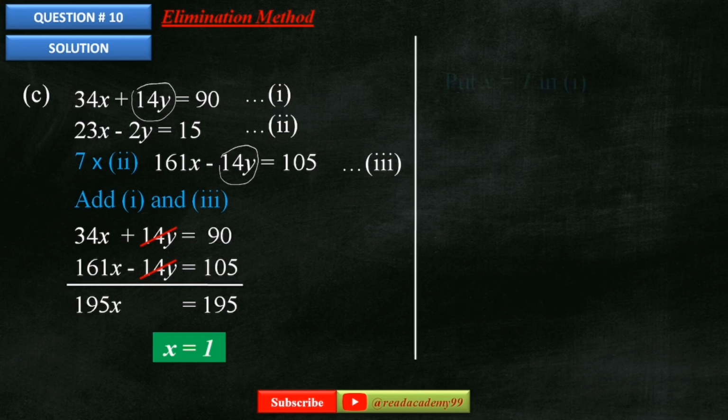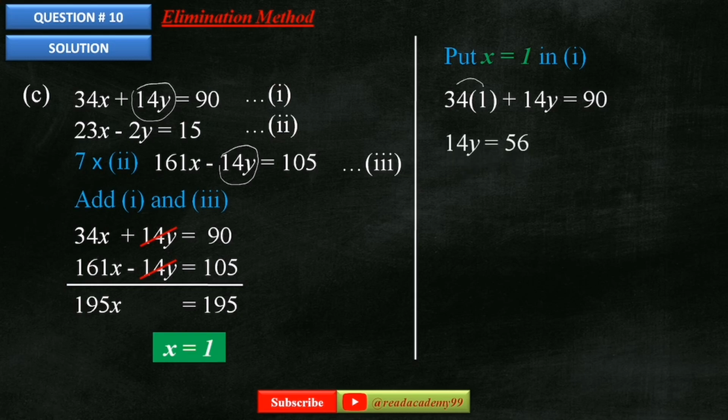To find the value of y, put x equals 1 in any of these equations. So I'm going to put x equals 1 in the first equation, which becomes 34 times 1 plus 14y equals 90. 34 times 1 is 34. Now subtract 34 from both sides and we have 14y equals 56. Now divide 14 on both sides and y equals 4.